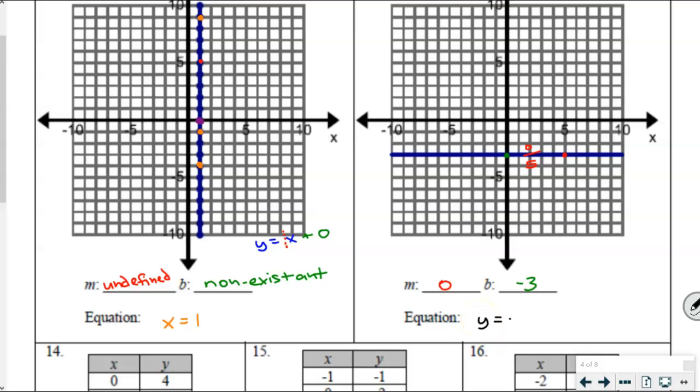Yeah, y equals -3. Is this in the same format as y equals mx plus b? Yeah, it is, right? It's 0x, and if it's 0x, we're too lazy to put it, but it is still in the same format. Is this one in that same format? No, because it couldn't possibly be, right? The slope is undefined, the y-intercept is non-existent, so this one has to be in a different format. This one appears to be in a different format, but it really truly is in the same.